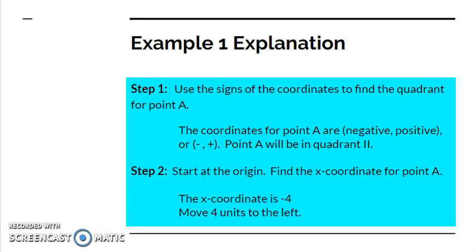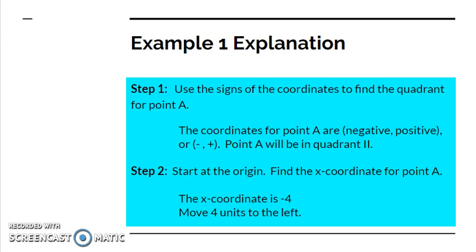Step 1, I want you to use the signs of the coordinates to find the quadrant for point A. Now we noticed that our first number was negative and our y coordinate was positive. So that means that it's going to be in quadrant 2. So we know that point A is going to be located in quadrant 2.